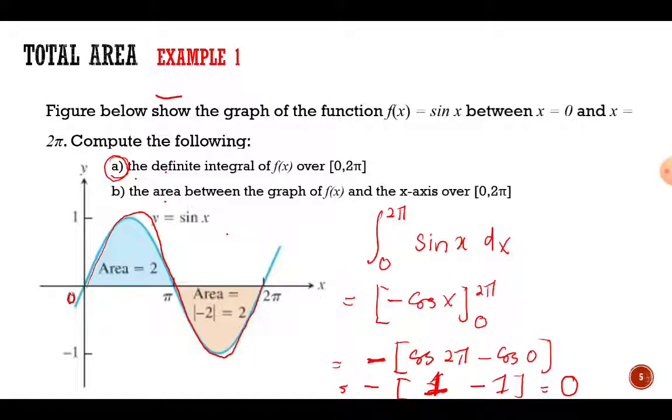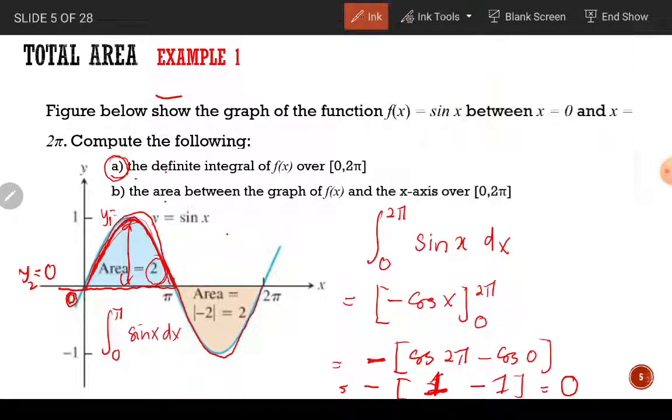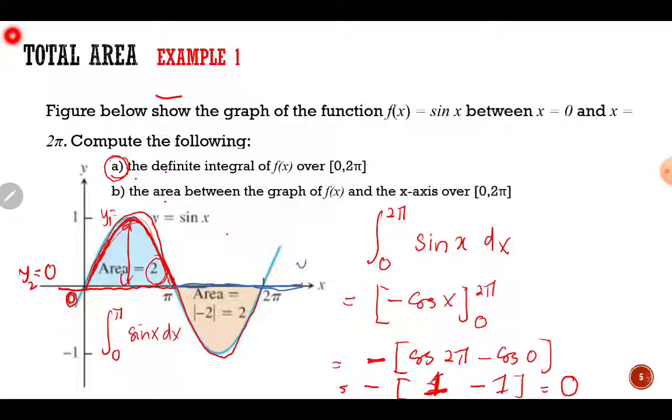Why does it become like that? Because, can you see? This area under the curve, the area will be equal to 2. Meaning if you integrate from 0 to pi, it is bounded above by y equals sin x, and below by y equals 0. The length is y1 minus y2, so you get the integration from 0 to pi of sin x dx, or sin x minus 0. Whereas for the second one, the line y equals 0 is above, that is y1, and the one below is y2 equals sin x.